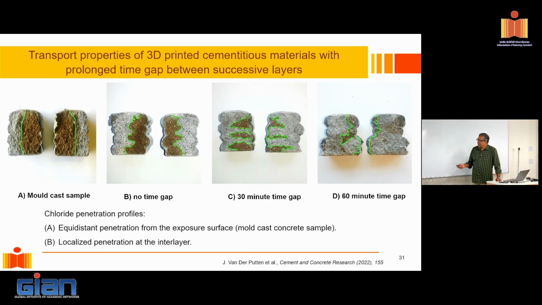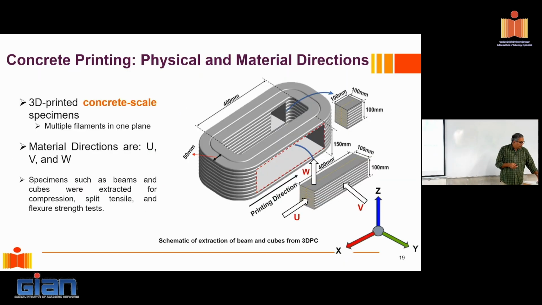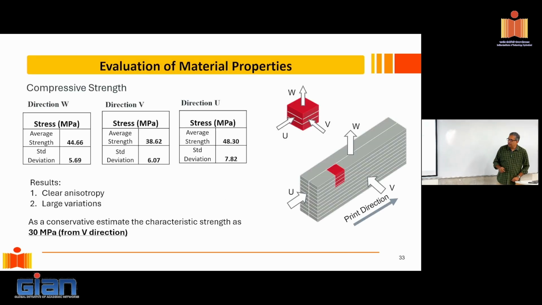Because we have these interfaces, so you see, if I try to look at moisture ingress or chloride ion ingress, you see preferentially the chloride ions start getting in through the interface. So interface is like really weak. It not only is structurally weak, strength-wise, but also from a durability perspective, this becomes a problem. So what we did is that we actually printed these elements, which are like a large donut-shaped elements, and from there we extracted beam and cubes from them, and we tested them. So let me show you what happens when you test them.